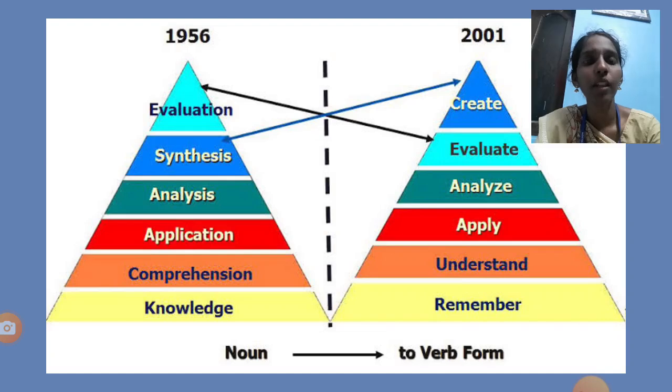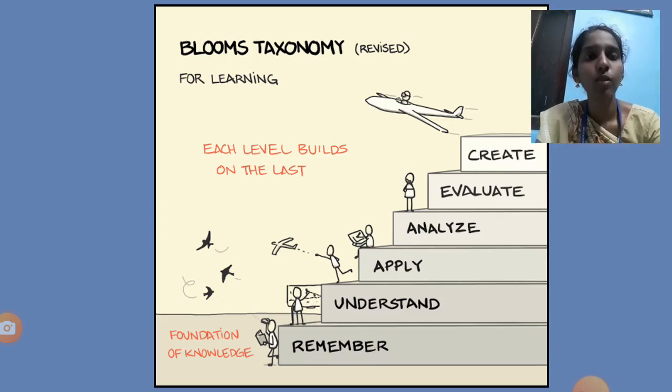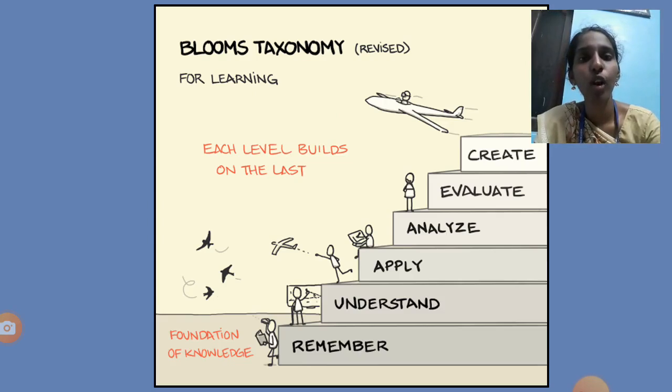For example, here the noun forms are changed into verb forms. Knowledge is changed into remember, comprehension is changed into understand, application is changed into apply, analysis is changed into analyze, synthesis is changed into create, and evaluation is changed into evaluate. And here the last 2 levels are interchanged. Okay. Next, in Bloom's taxonomy, these are the levels of the cognitive domain: remember, understand, apply, analyze, evaluate and create.